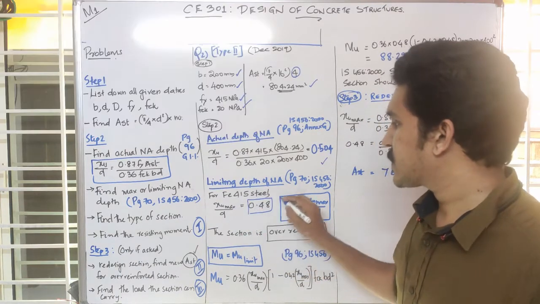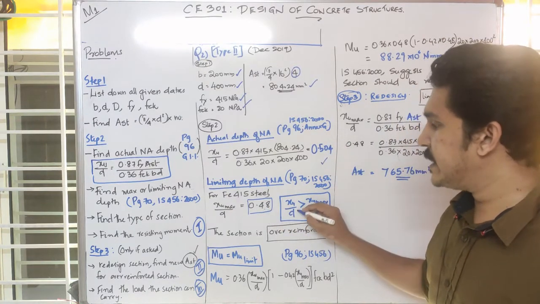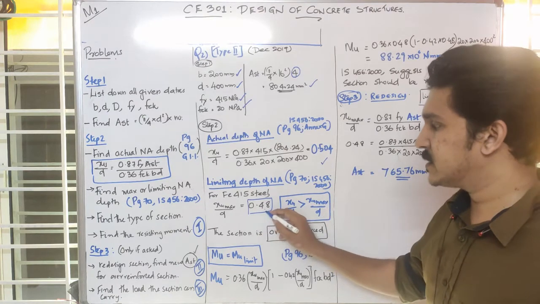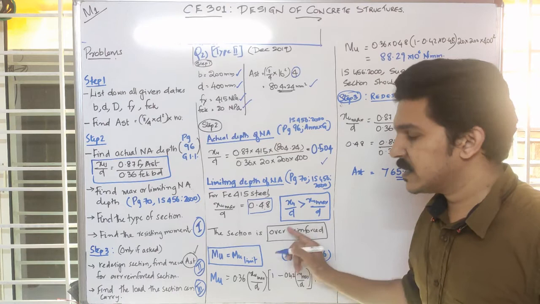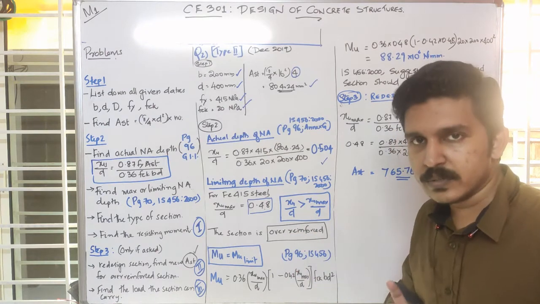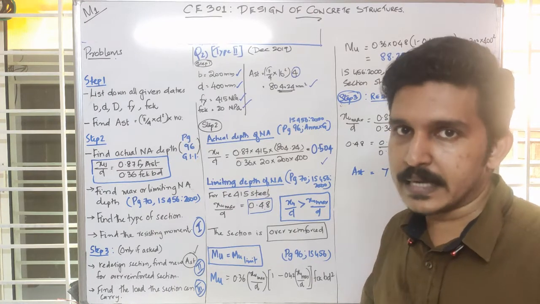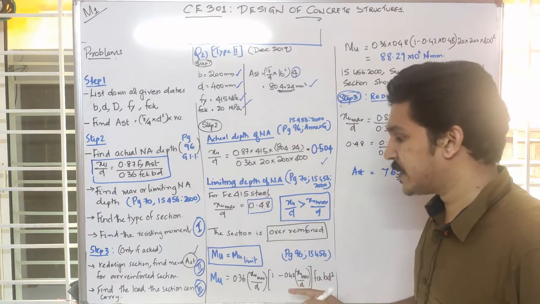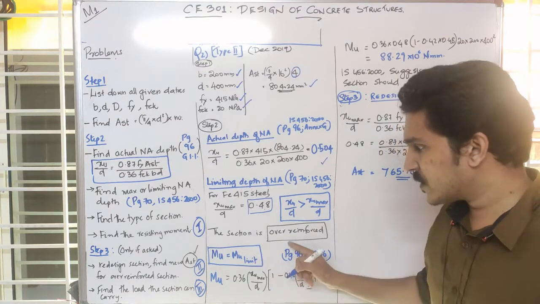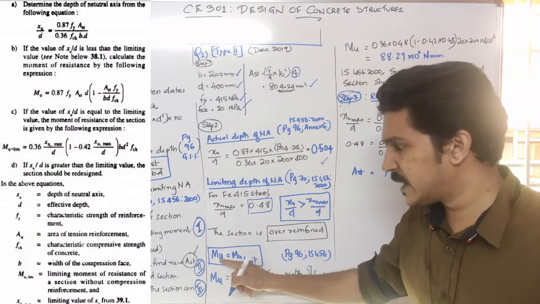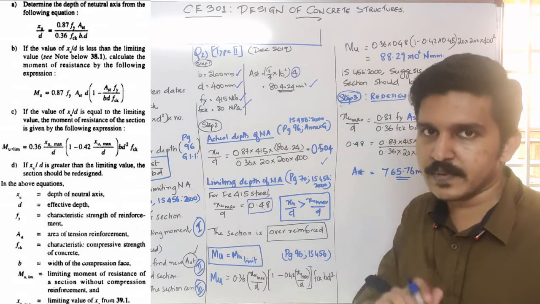So in this case, we find that xu by d is greater than xu max by d. This is 0.48 and this is 0.504. In that case, the section is an over reinforced section. We know that in case of an over reinforced section, we cannot use it for design, we have to redesign. To redesign, we need to find the maximum moment it can resist. So for such an over reinforced section, we use Mu equal to Mu limit, because it's the maximum value it can take.